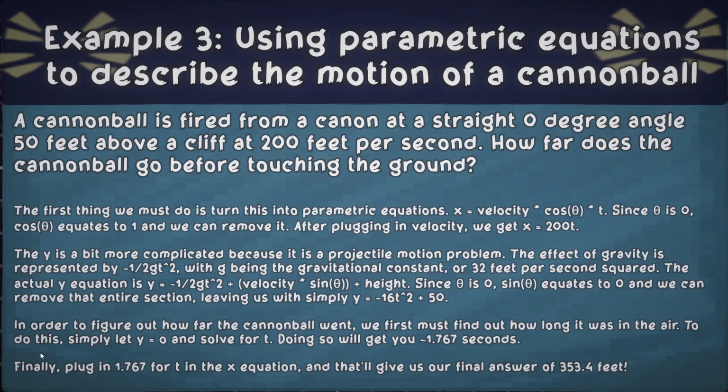So now all we need to do for our final step is to plug in 1.767 for t in the x equation, and that'll give us our final answer. If you just multiply 1.7 whatever times 200, then you will get 353.4. And that is our final answer.